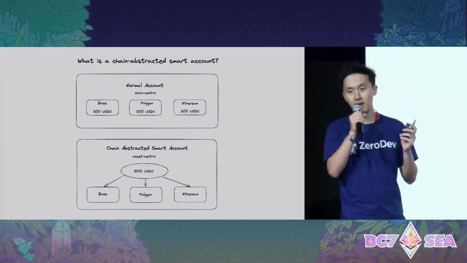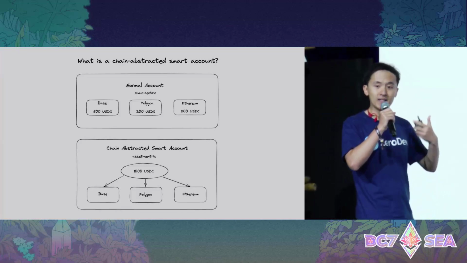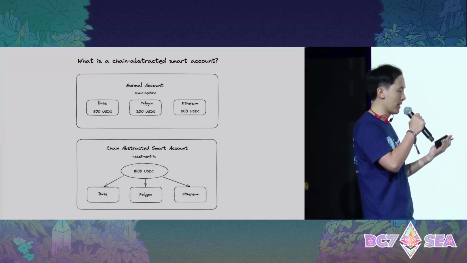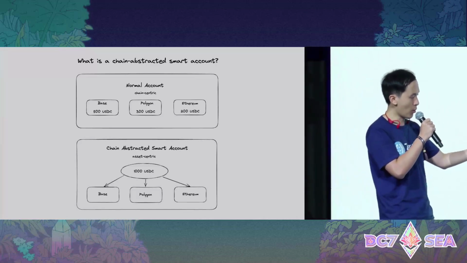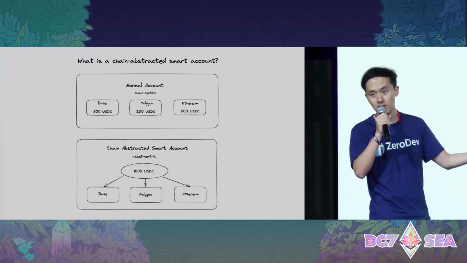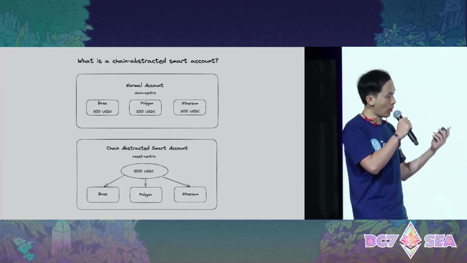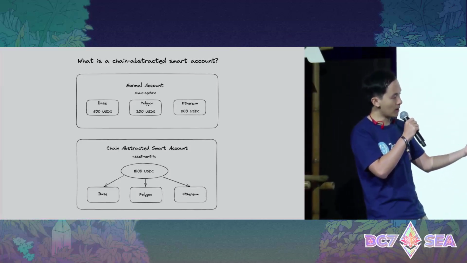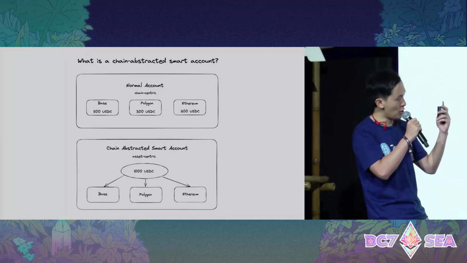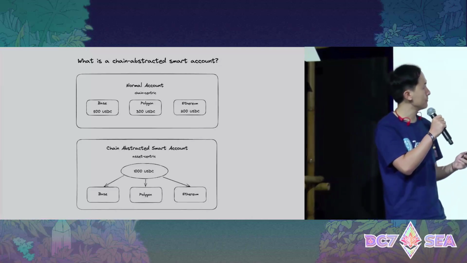But with a chain abstracted smart account, you can have what we call an asset-centric point of view, right? Now you can just think, oh, I have 1,000 USDC in my wallet, and it doesn't actually matter which underlying blockchains your tokens are on. As far as you are concerned, you own 1,000 USDC, and you can spend them instantly on any blockchain. That's why chain abstracted smart accounts are better than a normal account.